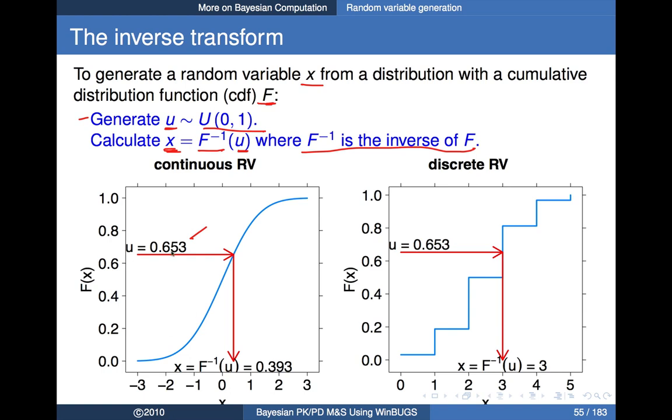So all I'm going to do here is take my u, put that on the y-axis, go over horizontally to my cumulative distribution function and read off the corresponding x value, which in this case happens to be 0.393. That then is going to be a random variable distributed according to this distribution F.